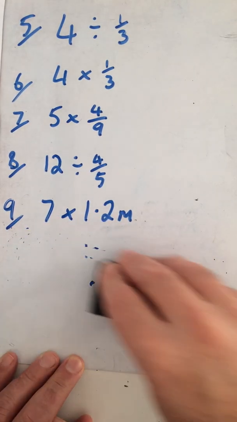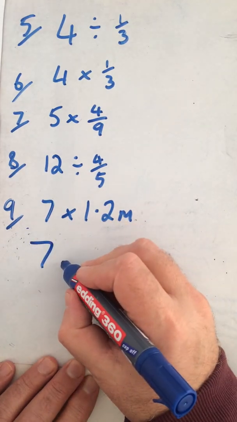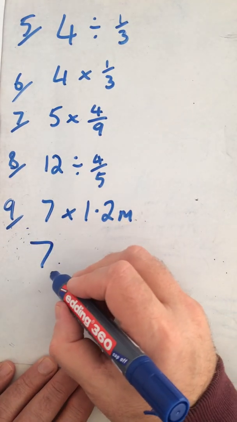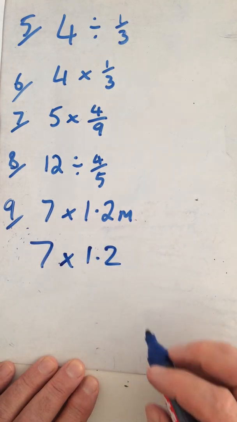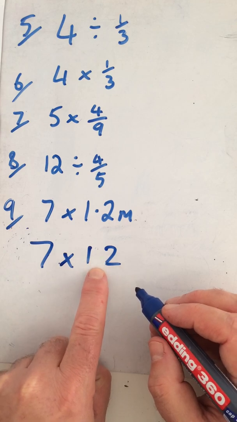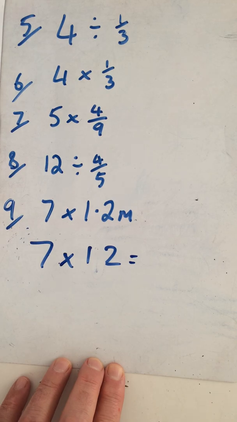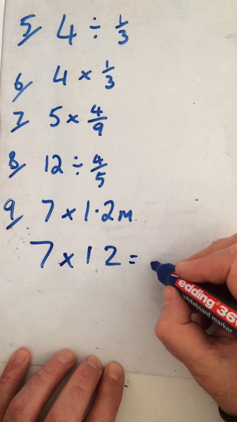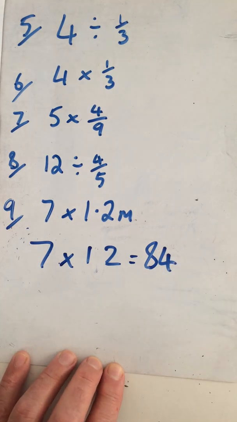Let's have a little look at another way. So let's go with 7. I could just do 7 times 1.2. Now what I'm going to do is get rid of that decimal and put it back at the end. So 7 times 12 is 84.